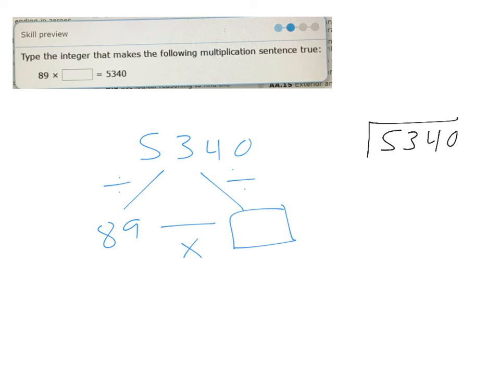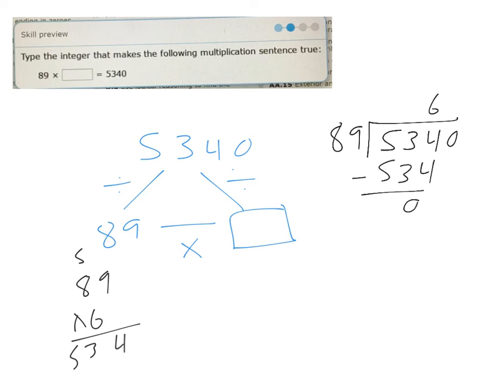5,340 divided by 89. How many 89s are we going to take out of 534? I'm guessing something like 5 or 6. Let's try 6. I'm just going to write it down here. 6 times 89. 6 times 9 is 54. 4 down, 5 up. 6 times 8 is 48, plus the 5, 53. Perfect. 6 times 89 is 534. Minus, that's 0. Bring down the 0. 0 times 89 is 0, minus is 0. So our answer is 60.